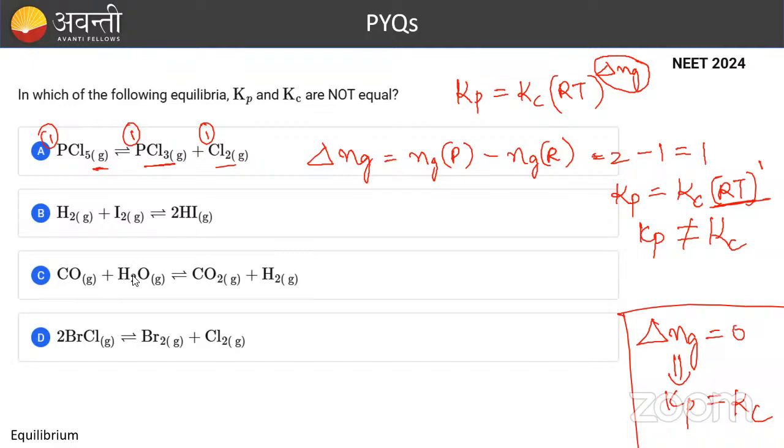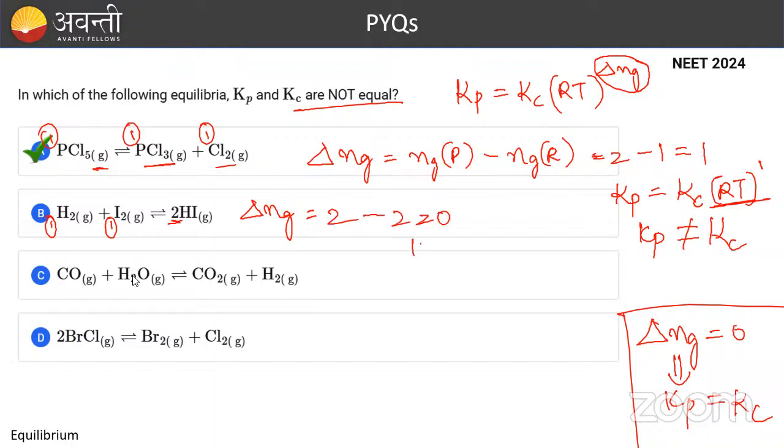In the question also, they are asking to find out the option in which Kp and Kc are not equal, right? So option A is the correct answer for this question. Okay. So I will cross-check with the other options also. Listen. The delta Ng for the second reaction will be, there are 2 moles of gaseous product, so put 2, and we have 2 reactants, 1 mole each. So 1 plus 1 is 2.